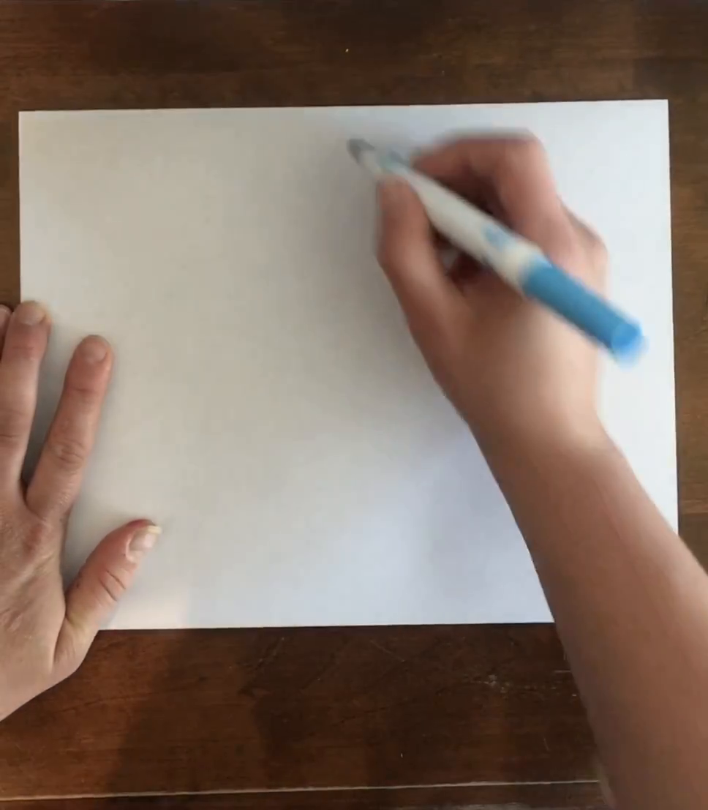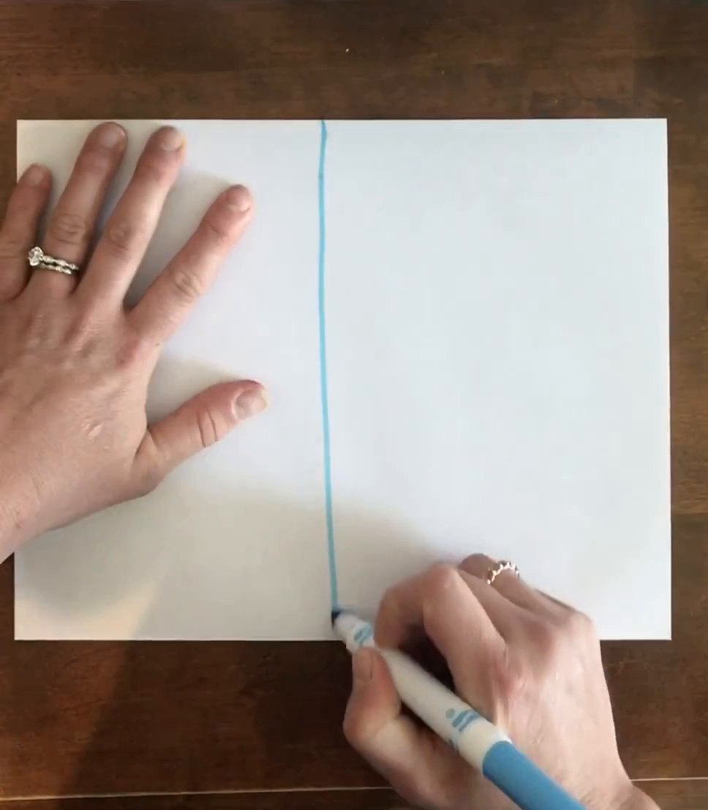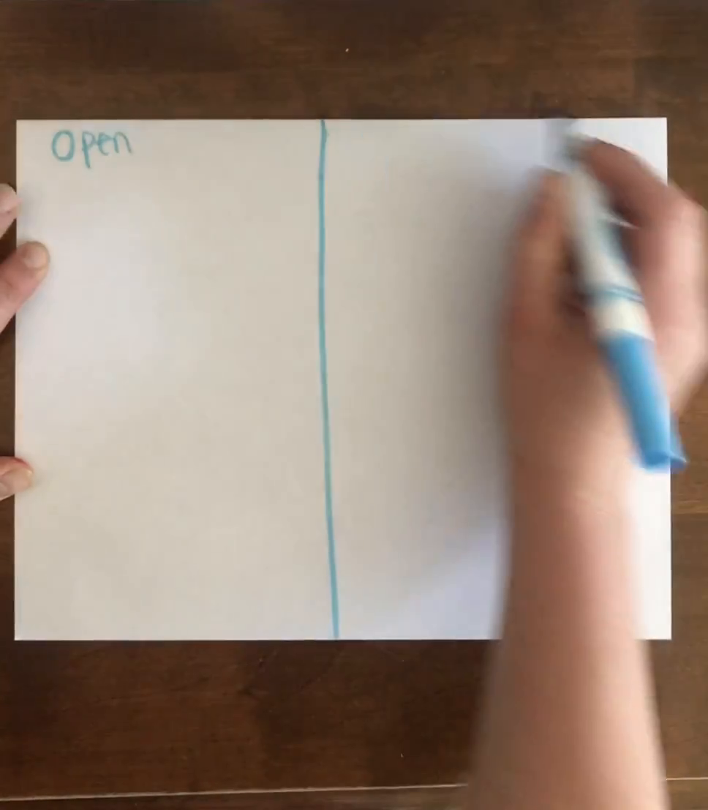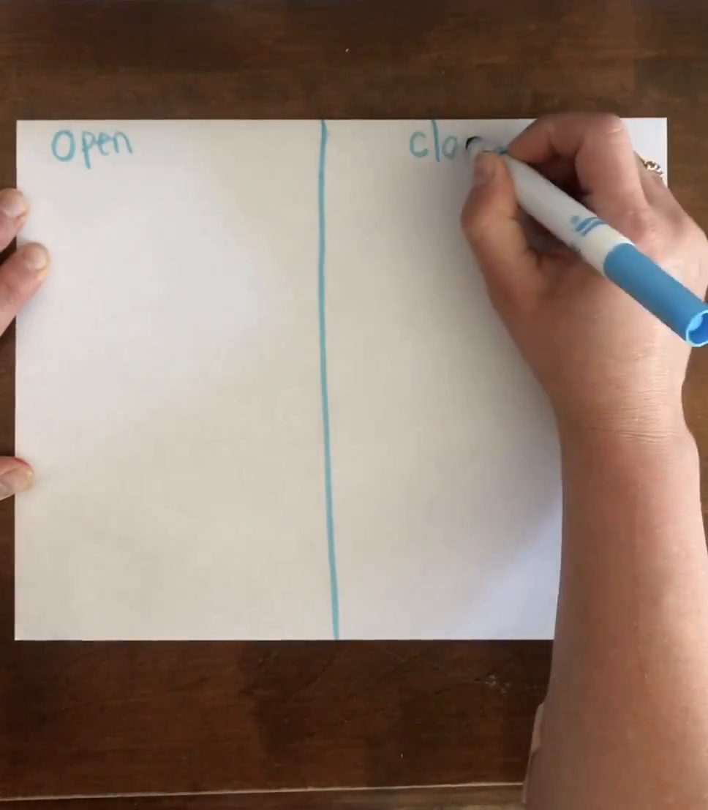On the back side of the worksheet, it asks you to draw different figures that are open and closed. You can draw whichever shapes you want. So on this side, I'm going to draw open figures. And this side, I'm going to draw closed figures.